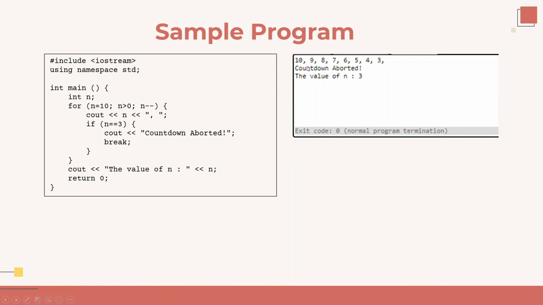This program will display 10 until 3, and then countdown aborted, the value of n is 3. It happened because if the value of n is equal to 3, the program couts countdown aborted, and then here there is the break instruction, so this program does not continue to print the value of n until 1. So: countdown aborted, and then print the value of n is 3.